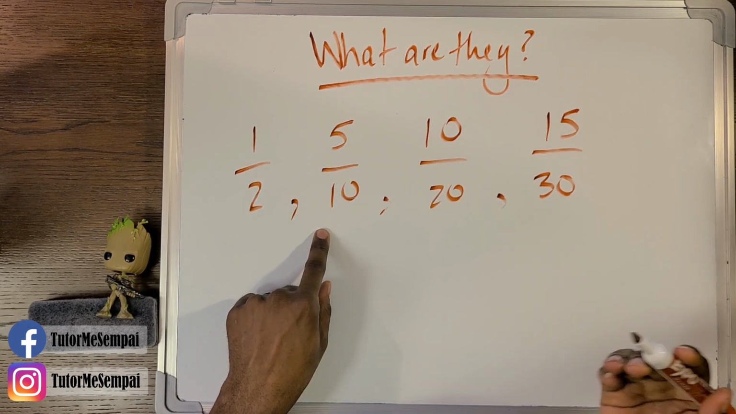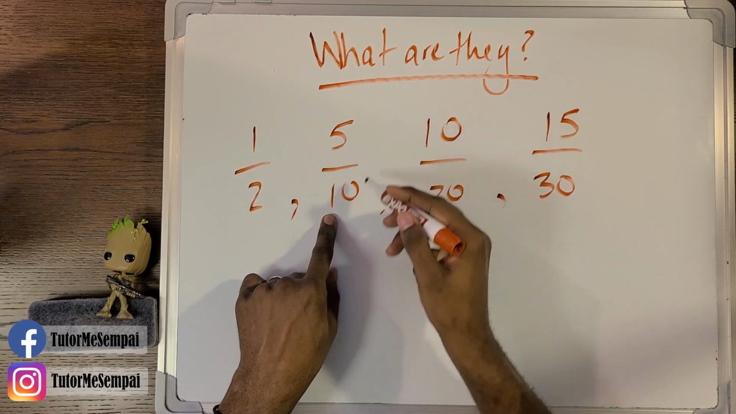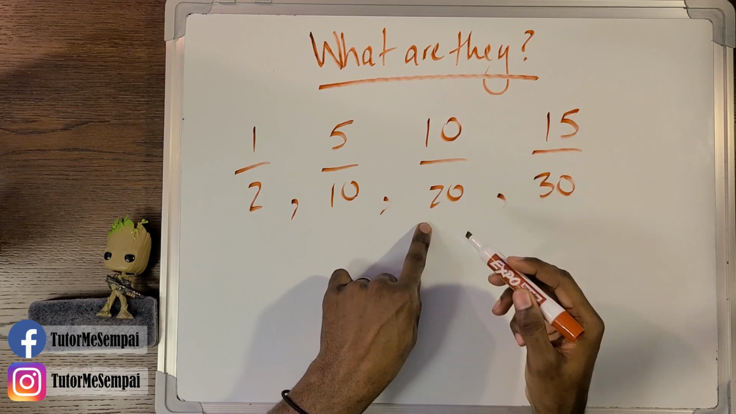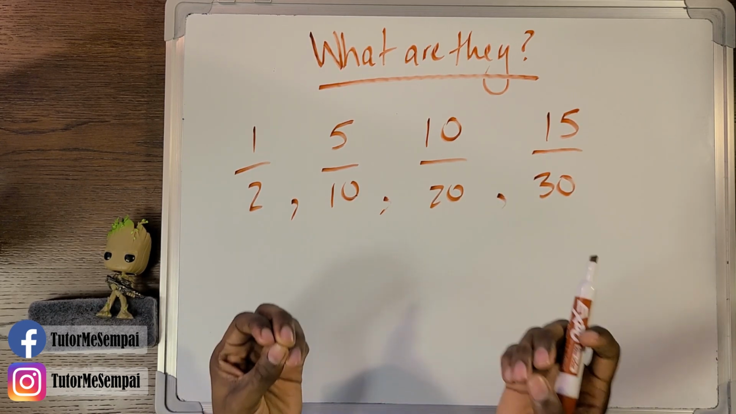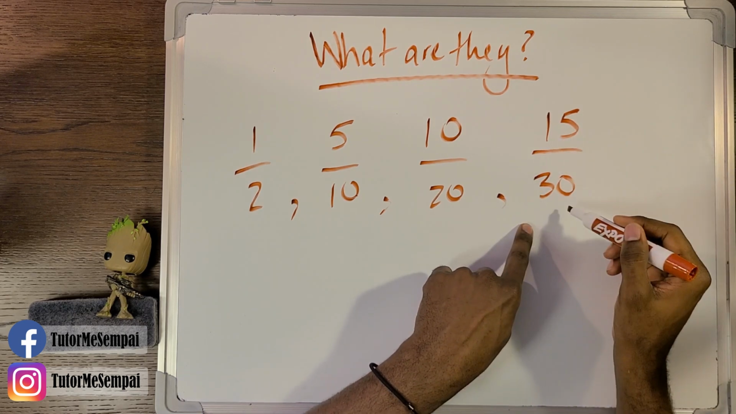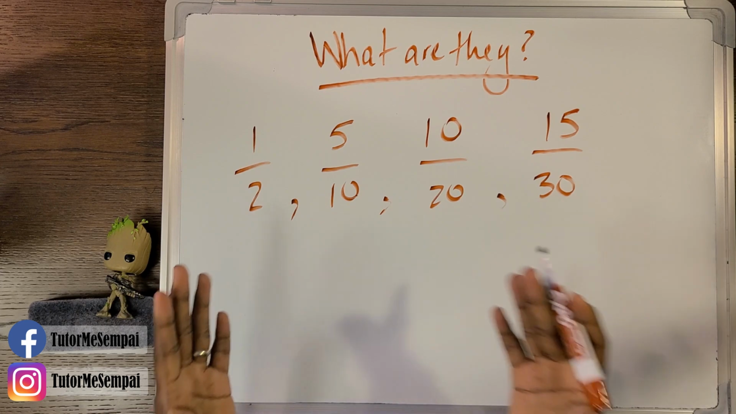Well, it's telling you the same thing. It means the same thing. You have half of something. 5 is half of 10. How about 10/20? 10 is half of 20. So once again, it means the same thing. 15/30? 15 is half of 30. So it means the same thing.